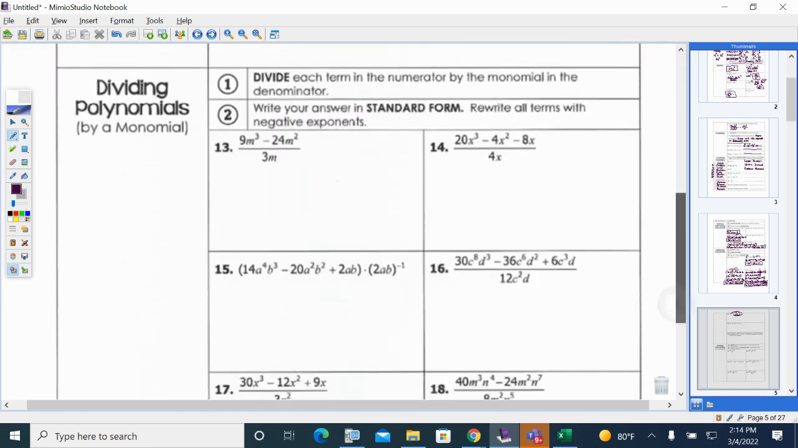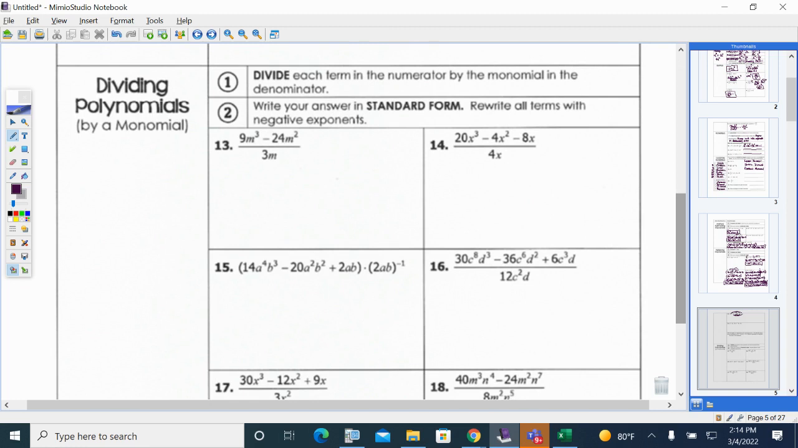The last thing I want to talk to you about in this video is dividing polynomials when we are dividing by just a monomial. Now, when we divide by a polynomial, that's a whole different story. That's another lesson. But when we're taking a polynomial and dividing by a monomial, it's just basic, simple division. So you're going to divide each term in the numerator by the monomial in the denominator, and then write your answer in standard form. Rewrite all terms with negative exponents. So if it has a negative exponent, you have to fix it.